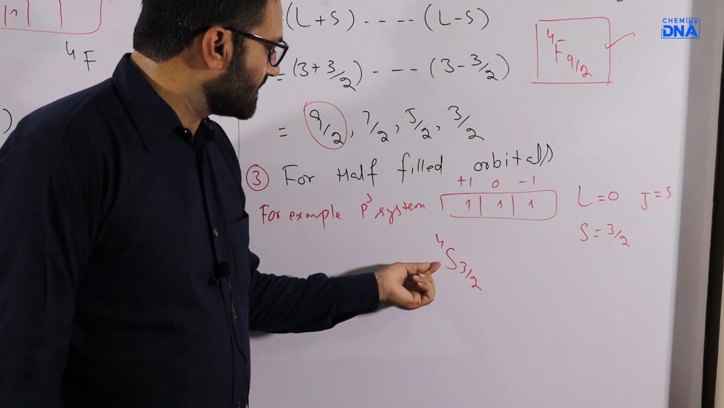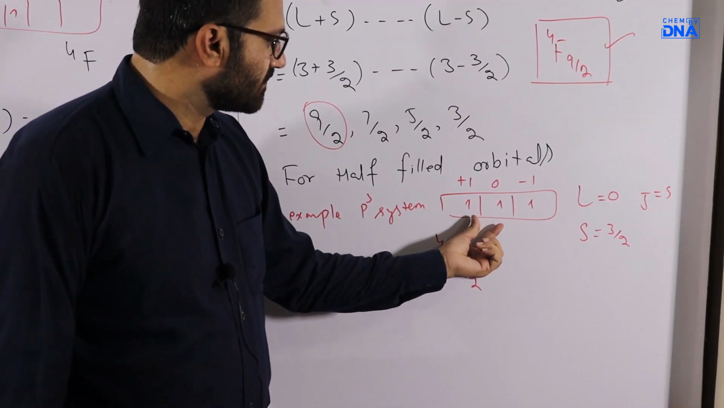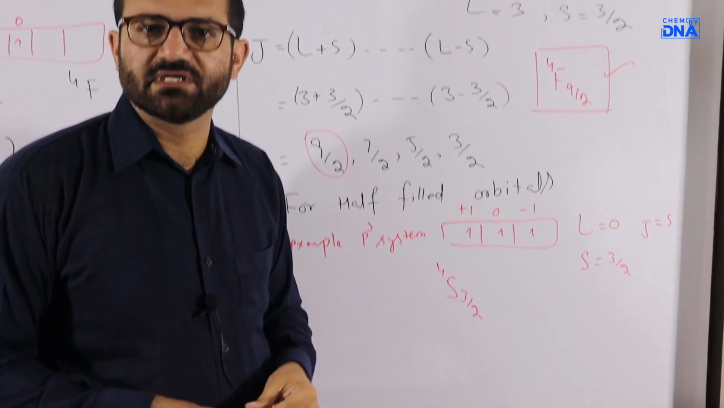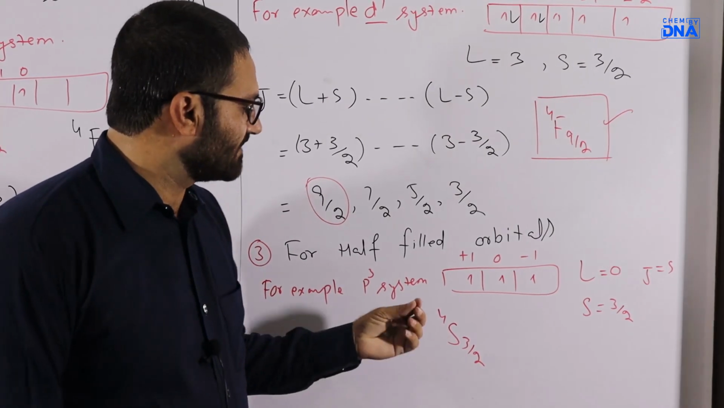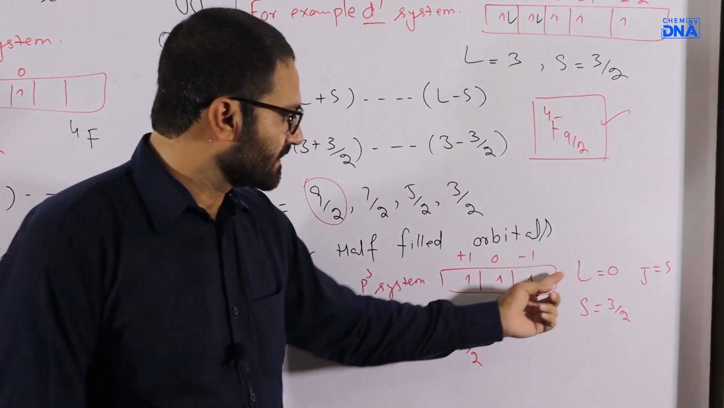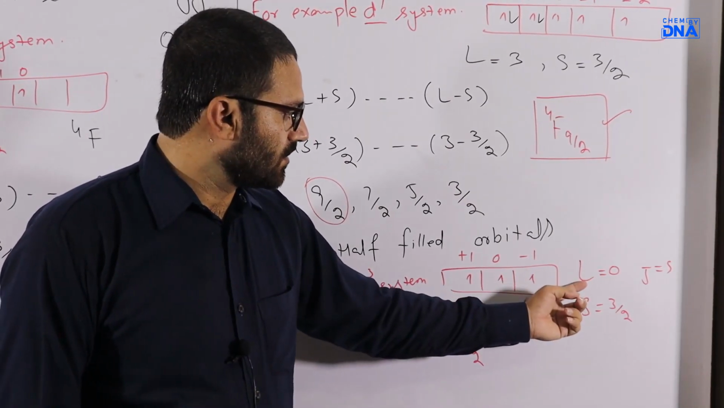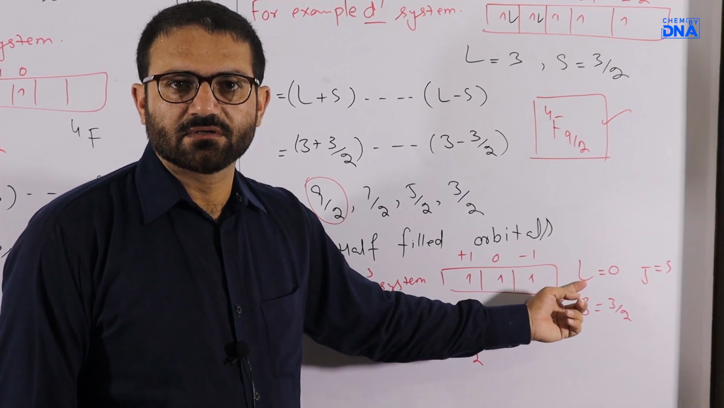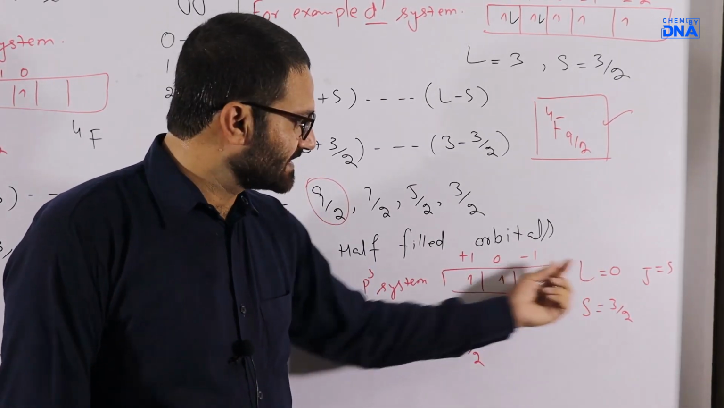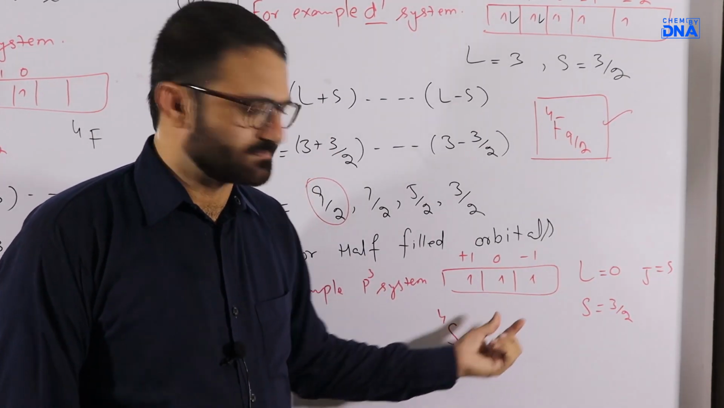Now remember here students that in case of a partially filled system, whether you are in P system, F system or D system, you will always get an S term. This is because when all the orbitals are partially filled, on calculations you will get L equal to 0. So this is a basic conclusion for the case of partially filled system.